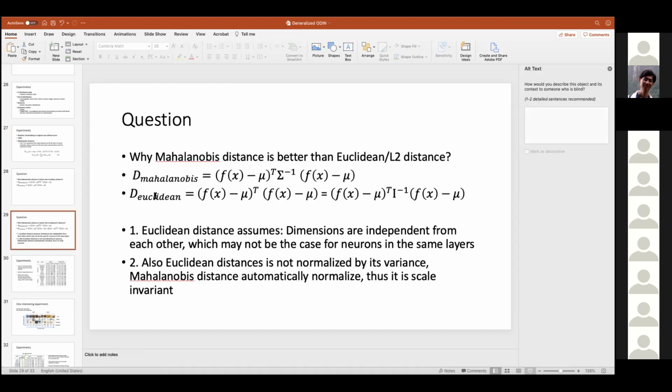Because Euclidean distance can be viewed as a special case of Mahalanobis distance, where the covariance matrix is simply equal to the identity matrix. But if it is identity, then the implicit assumption is that the dimensions are independent from each other, which may not be the case for the neurons in the same layer because they might be correlated. The second reason, as Changshen answered, is that Euclidean distance is not normalized by its variance, but Mahalanobis distance is automatically normalized, so it's scale invariant.